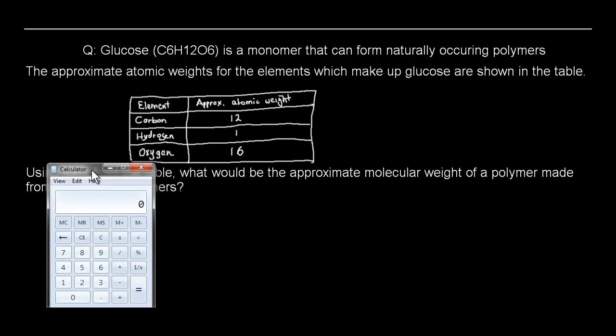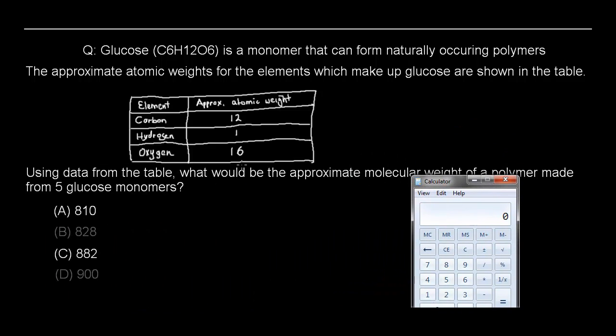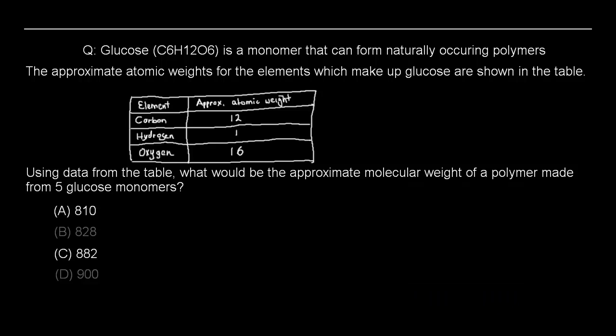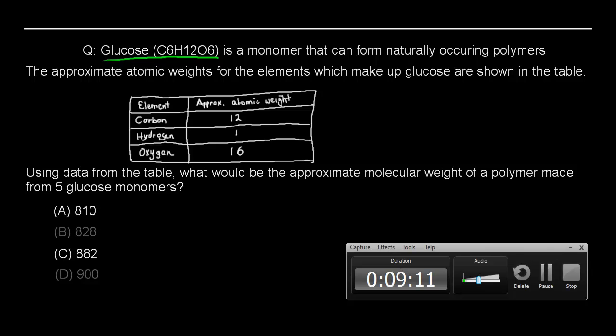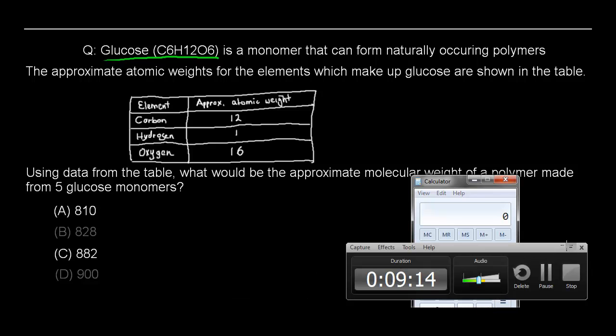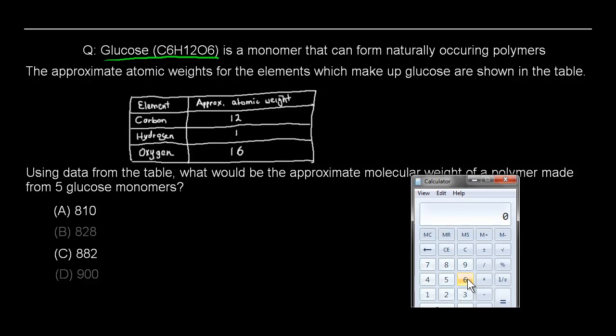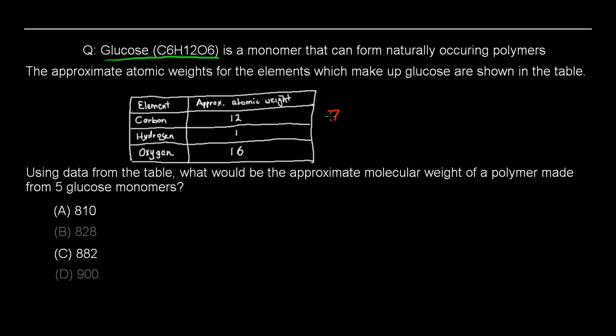So I'm back, so I've got my calculator here. What I'll do is I'll go over each. The first step is you have to find out how much one glucose molecule weighs, and then times by 5. So how do we do that? We've got the atoms here, and we've got the weights here. So we have carbon, which is atomic weight of 12. We've got 6 carbons in one glucose. So what we do is we have 6 times 12. 6 times 12, as it's C6, is 72 for carbon.